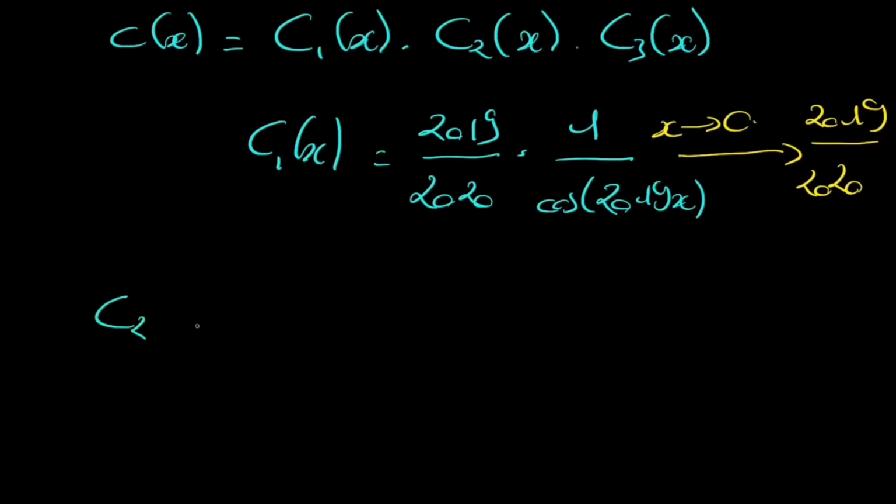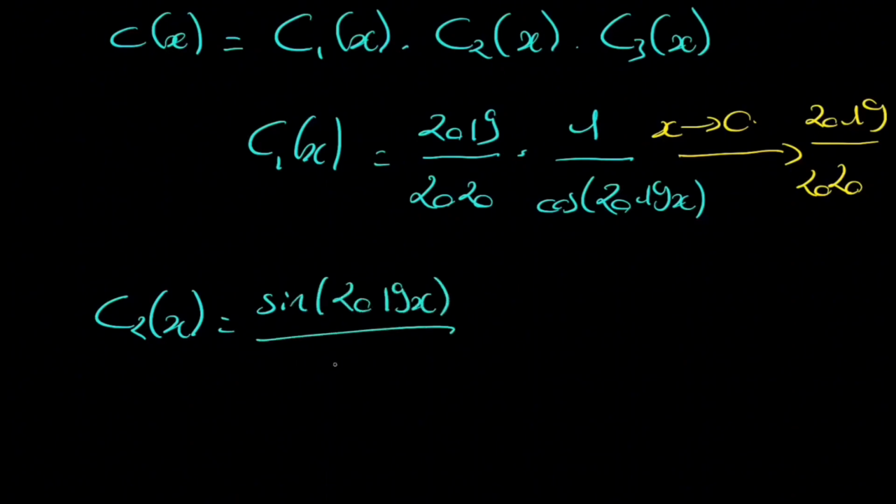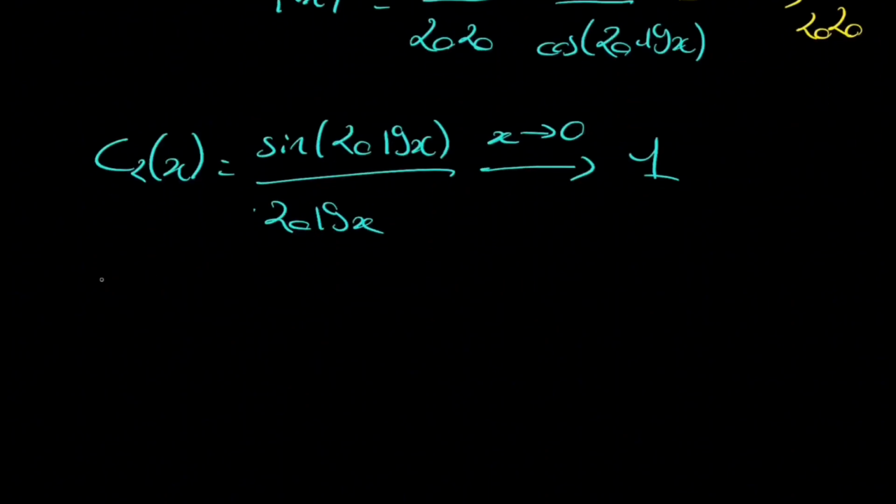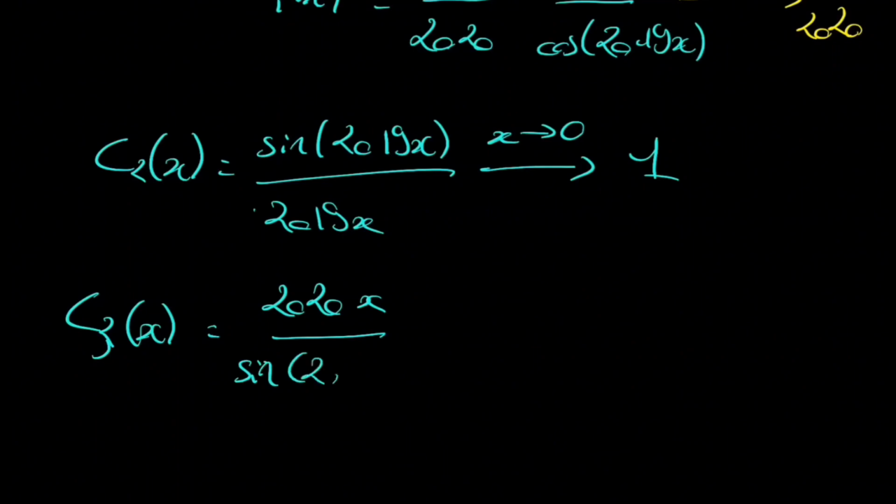c2 of x is equal to sinus of 2019x over 2019x. This will tend to 1 when x tends to 0. And easily we've got c3 of x equal to 2020x over sinus of 2020x, and this will go to 1 when x tends to 0.